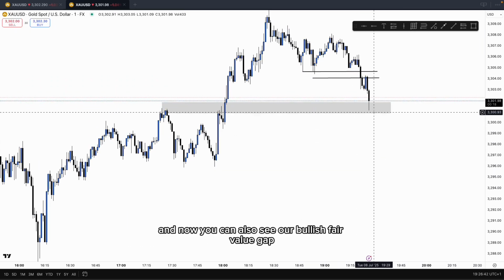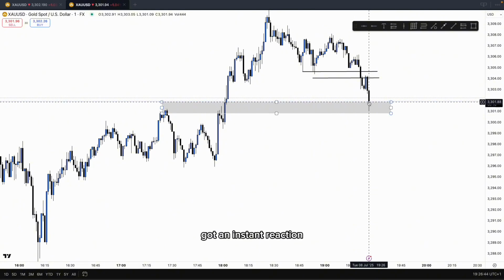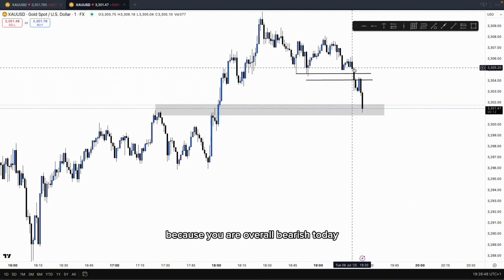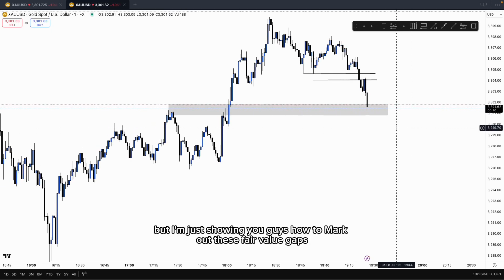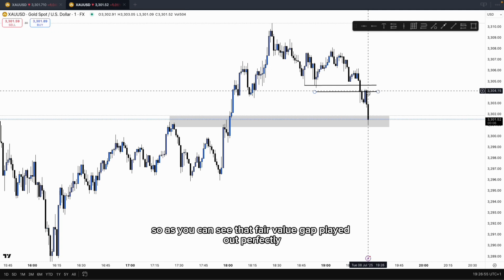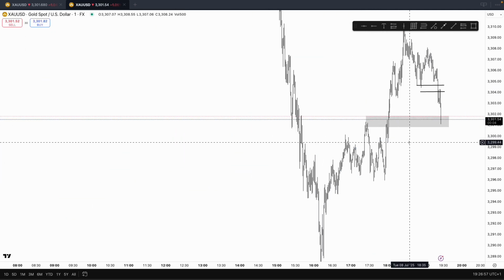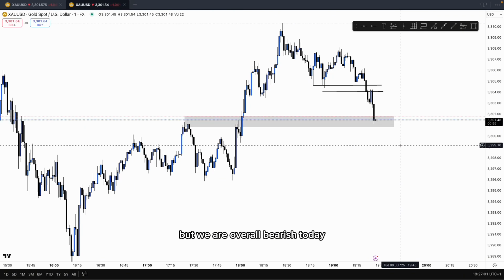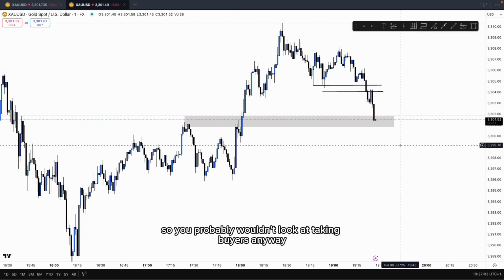And now you can also see our bullish fair value gap got an instant reaction. Obviously you'll still probably be looking for sales because you are overall bearish today, but I'm just showing you guys how to mark out these fair value gaps. As you can see, that fair value gap played out perfectly. This one here got somewhat of a bullish reaction, but we are overall bearish today, so you probably wouldn't look at taking buys anyway.